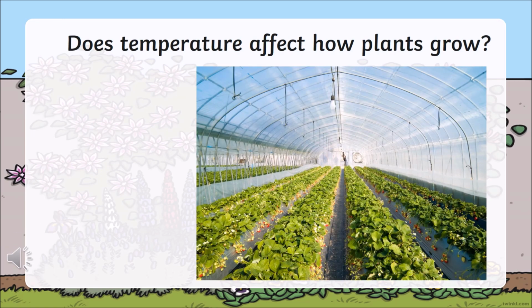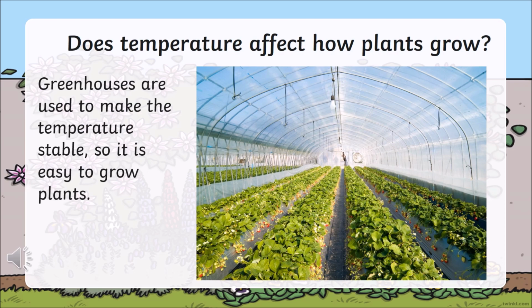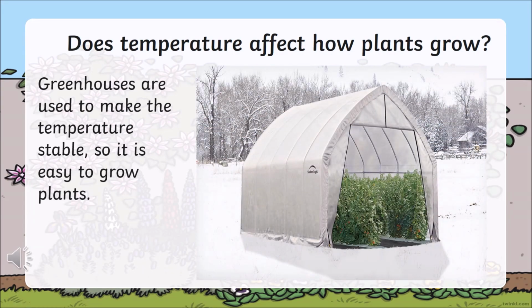So, what is the solution to growing plants if the weather is too hot or too cold where you are? Greenhouses. Greenhouses are used to make the temperature stable, which means we can choose which temperature we want and keep it at that temperature. So it is easy to grow plants. You can see here these strawberries are growing in winter time. They're looking nice and ripe. And also we can even grow in snowy conditions because we can heat the greenhouses.